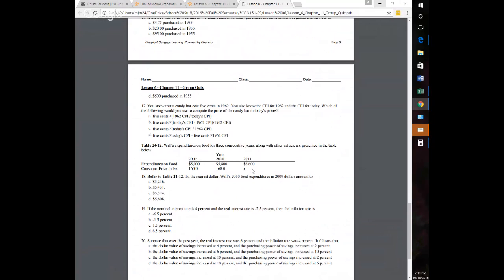I can do 18. Okay. And I didn't get this one. Let's see. Those expenditures on food for 3 consecutive years, along with other values, are presented in the table. All right. To the nearest dollar, Will's 2010 food expenditure in 2009 dollars amounts to, and I put A. I got C on that one. I got C. Okay.